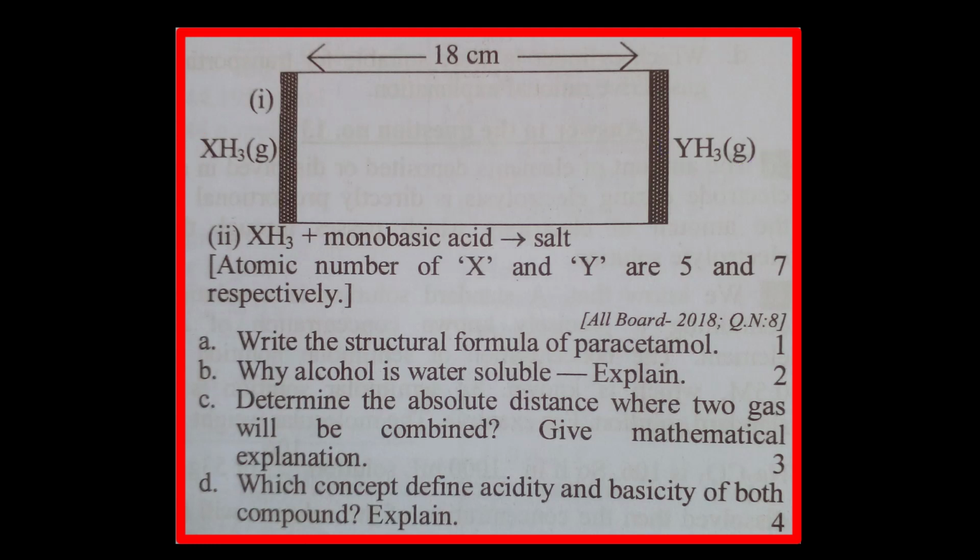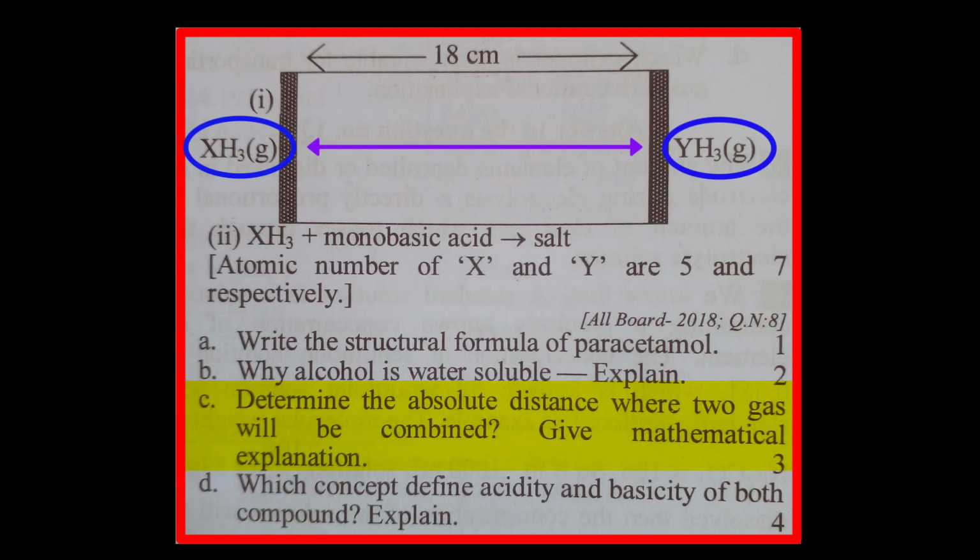Now look at the question number C. Determine the absolute distance where two gas will be combined. We know that gas particles move from a region of high concentration to a lower concentration region. This is called diffusion. That means the two gases mentioned in the stimulus have to cover the distance through the diffusion process. And then these two gases will meet at a certain place.